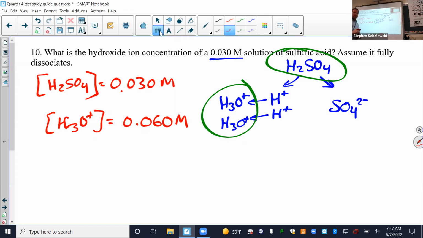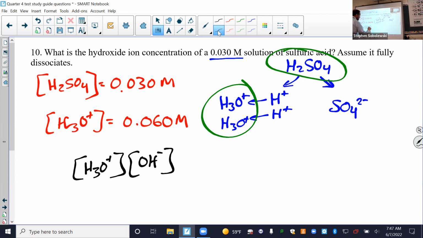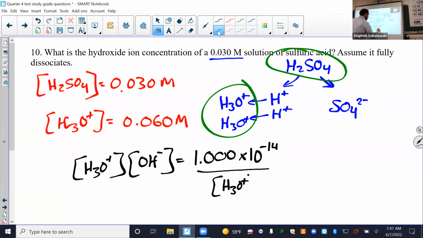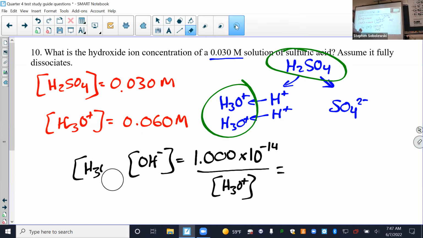So anytime you have one concentration and you need the other one, you're going to use what I generally call formula 6. It's that one concentration times the other concentration always gives you 1.0, and this is like an infinite one, times 10 to the negative 14. So we're going to divide this by this to give us this. I'm basically just rearranging the formula to solve for OH minus concentration.